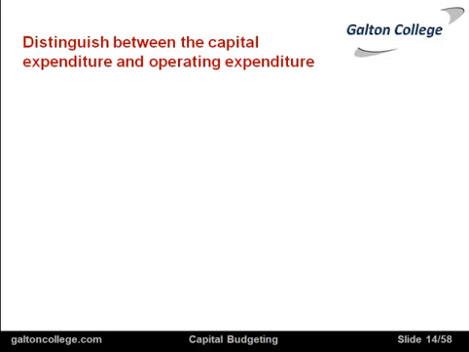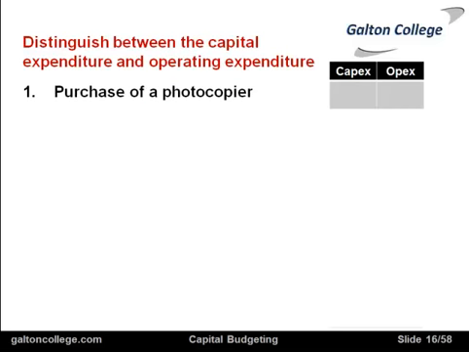Now let's distinguish between capital and operating expenditure. Let's put in a little table here and just very simply run through the table and see what we've got. So let's say we purchase a photocopier. Now, is a photocopier capital expenditure or operating expenditure? Well, capital. Chances are we're going to have it for some time. We're not just going to have the photocopier for a very short period of time. Perhaps it's a long-term thing. Maybe a contract is for 4 or 5 years or whatever.